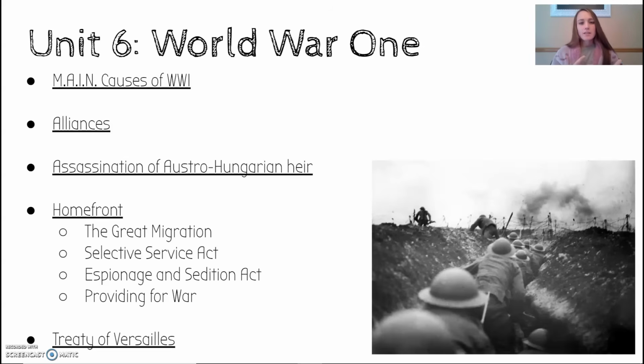We would say that this likely would have only been a war between two countries, probably Austria-Hungary and Serbia, if not for this huge alliance system. A Serbian nationalist killed the heir to the throne in Austria-Hungary, and it likely might have just been a war between those two regions. However, this intricate alliance system was created that likely fueled this.